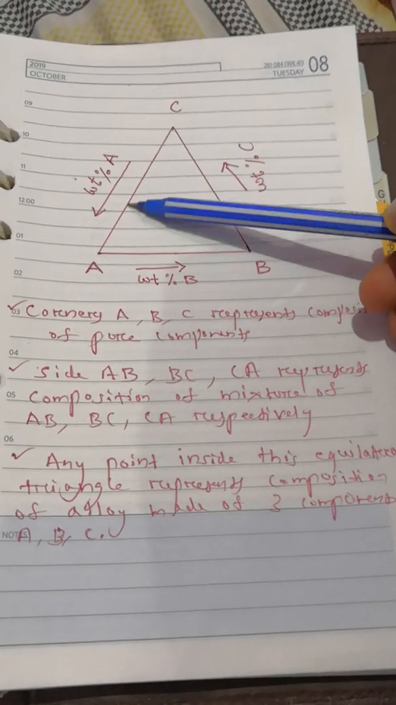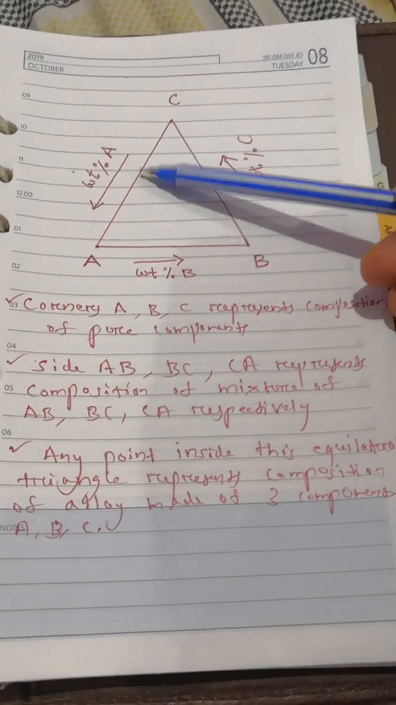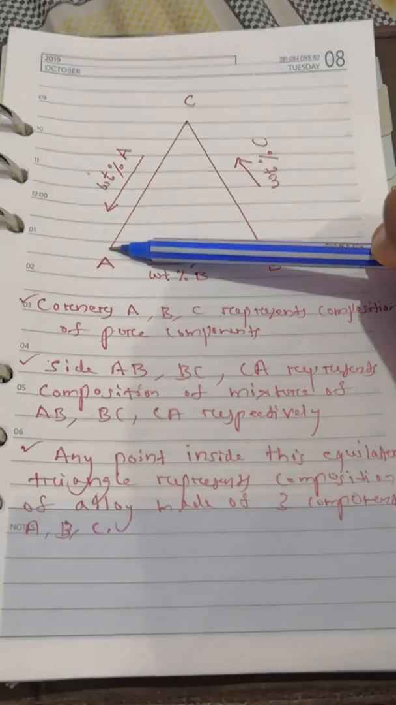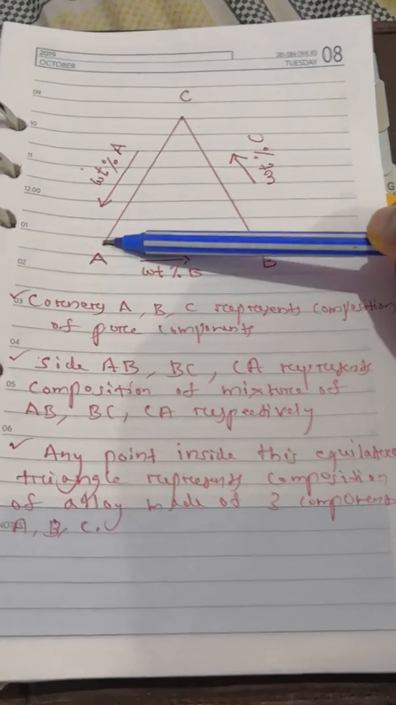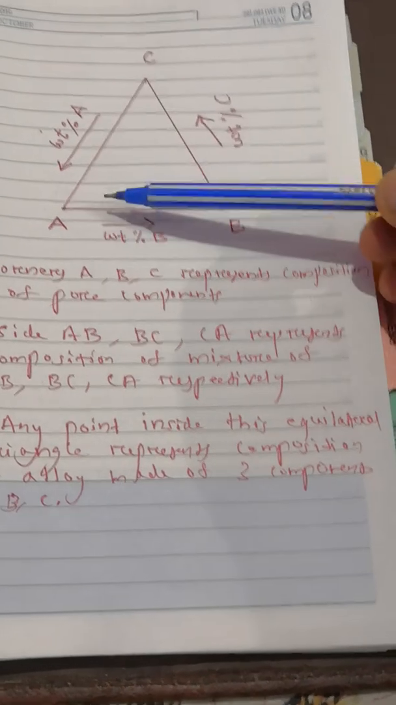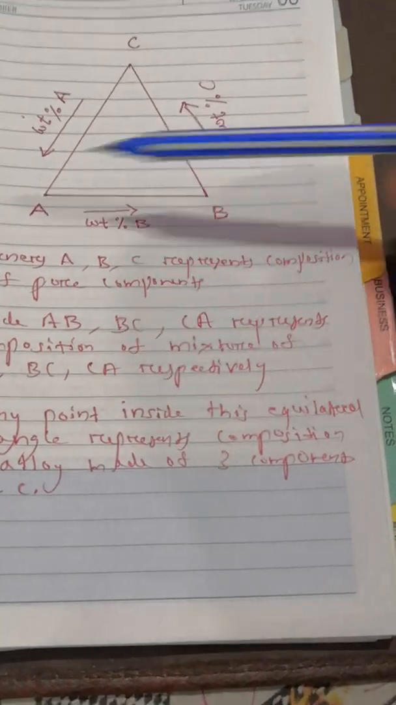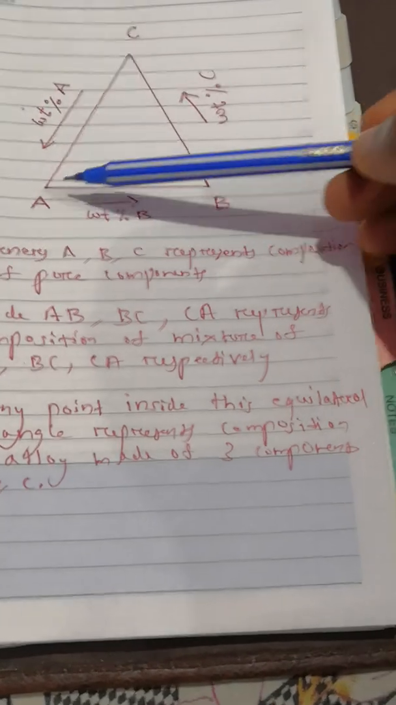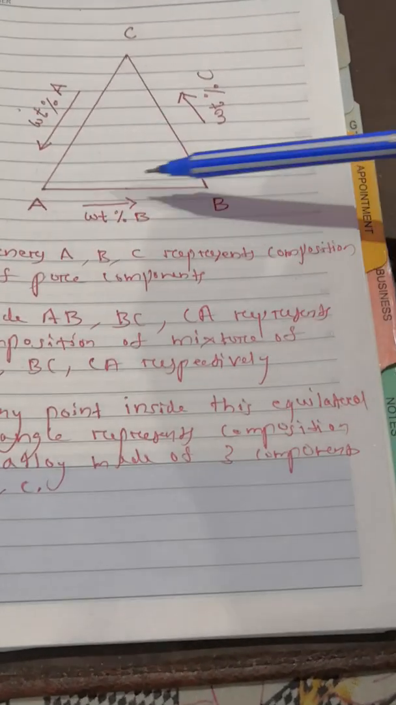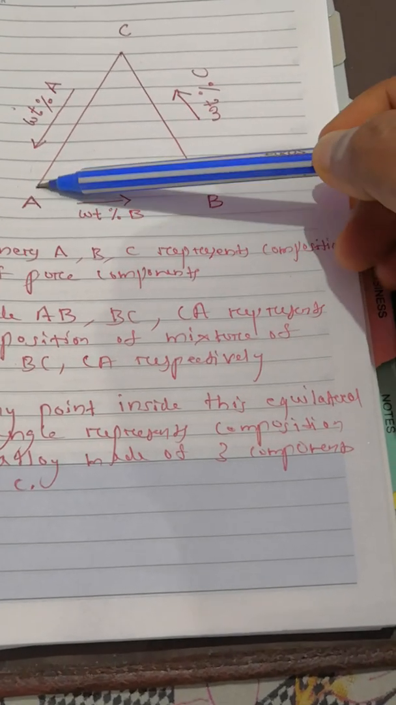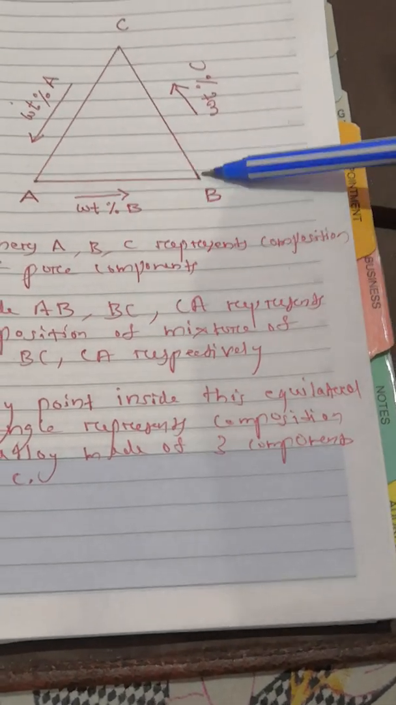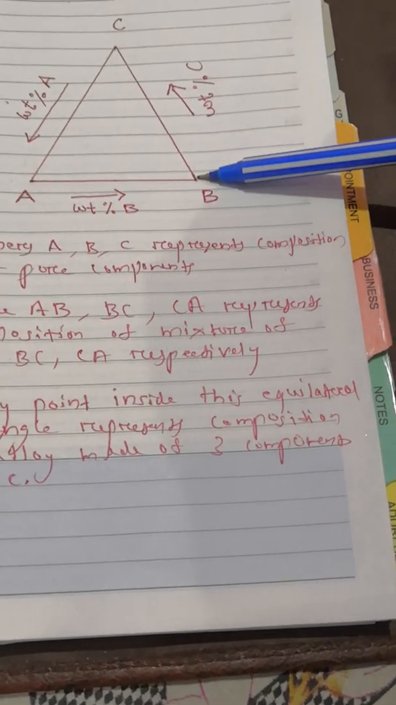So if I move like this, that means I am increasing the weight percentage of A, and when I reach this point, it is now 100% A but 0% B and 0% C, right? Similarly, if I move in this direction from point A to point B, or corner of A to corner of B, that means I am increasing the weight percentage of B. So at this point there is 0% C and 0% B but 100% A. When I reach this point, this is 100% B but 0% A, 0% C.